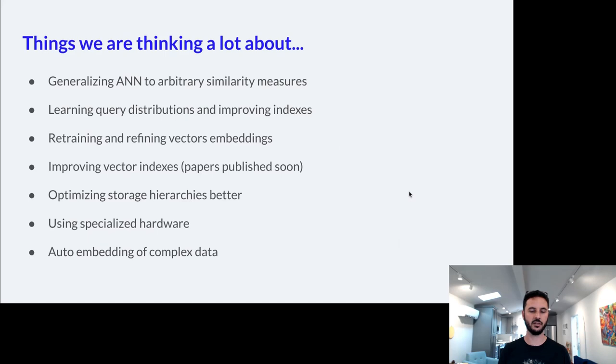Of course, optimizing storage hierarchies better now with the cloud: that's not only caches and memory and disk, you have many types of disk at different distances from the machine, all the way up to S3 and blob storage. So you really have to be able to degrade between those gracefully. Specialized hardware: we have companies developing anything from GPUs to literally specialized chips that just do this, and we have to figure out if and when those should be used. Auto embedding of complex data like text and images and so on. And the list continues. I could talk about each one of those for too long.